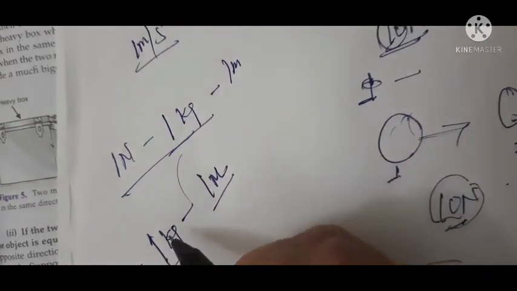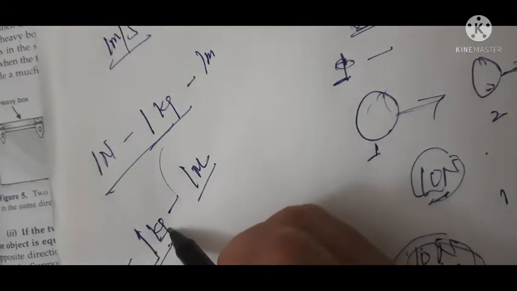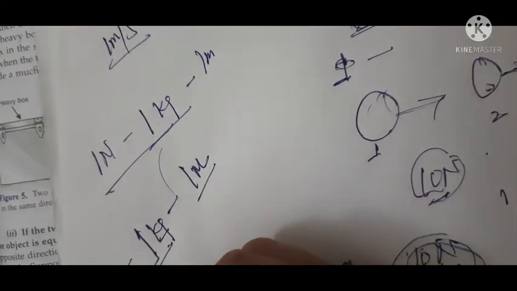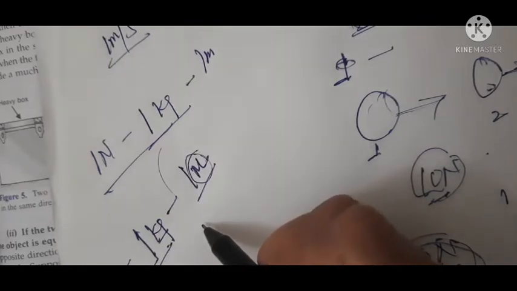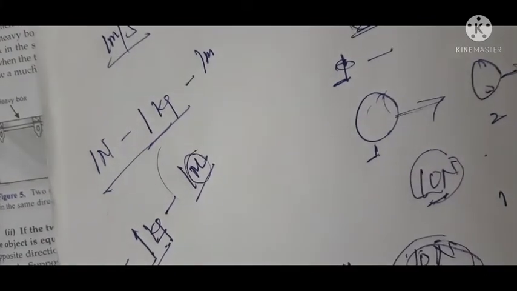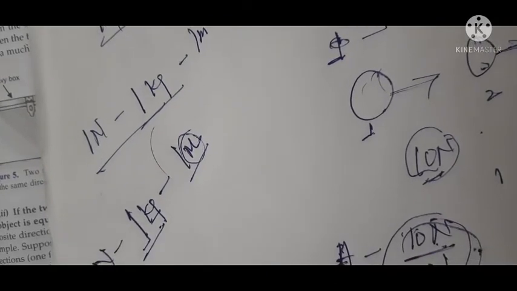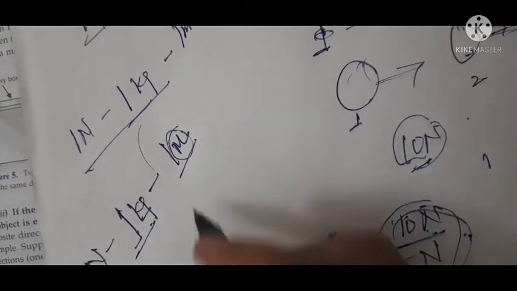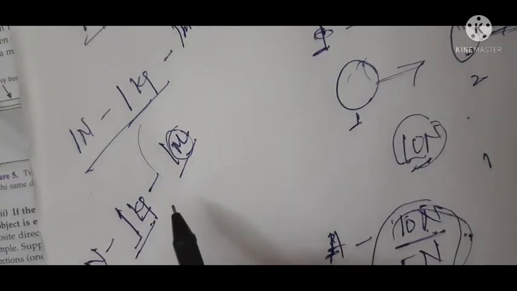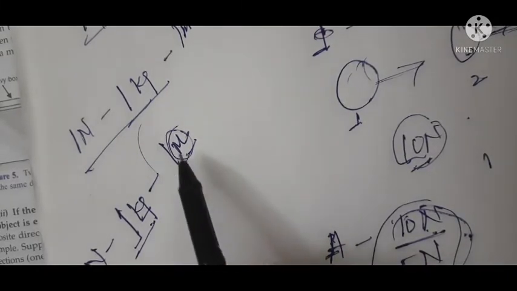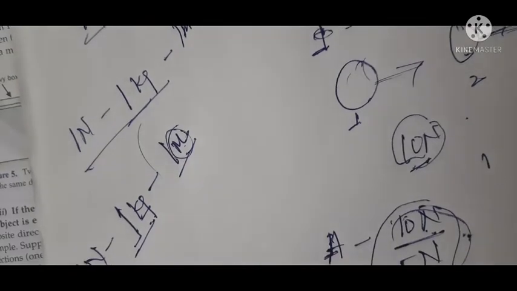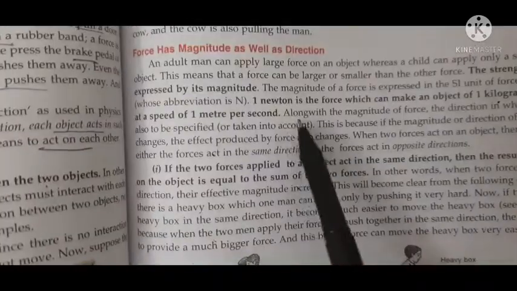Here kg is an SI unit, Newton is an SI unit, but meter is not an SI unit. So when you do numericals, you have to make sure that all the units are written in the same system, either all in SI units or all in CGS units. Here meter is not the SI unit, the kilometer is. So you have to convert this meter into kilometer. That we will discuss later in detail, but just underline what is 1 Newton.